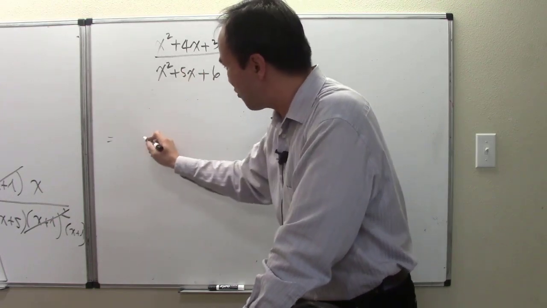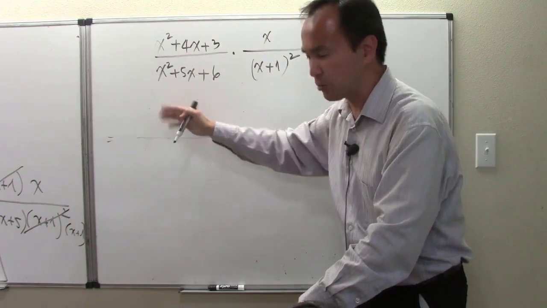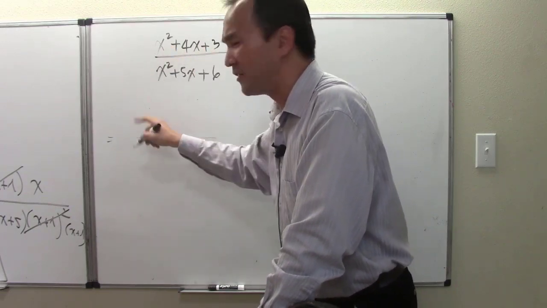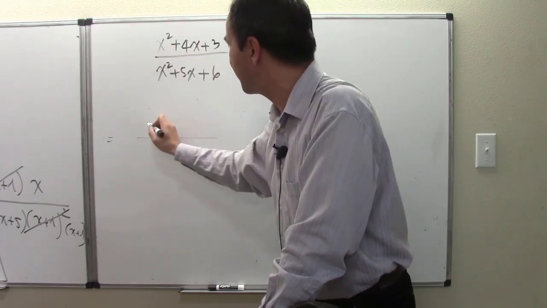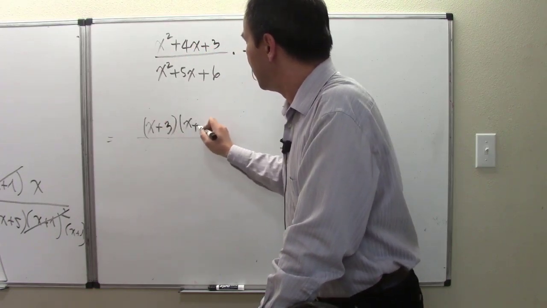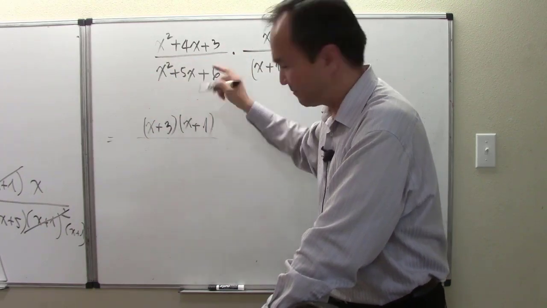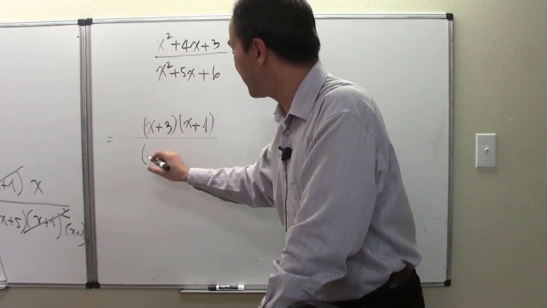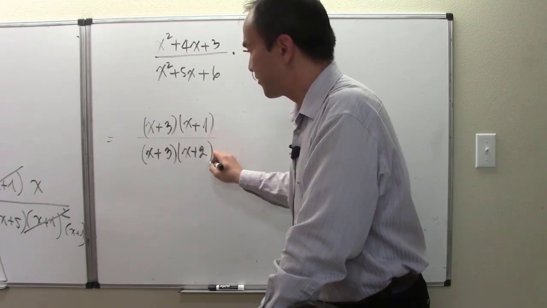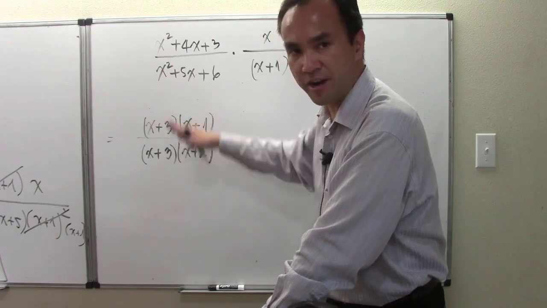They're going to say, hey, why don't we just completely factor each one of these? So the first rational expression, let's completely factor it. x squared plus 4x plus 3, before multiplying, can be completely factored into x plus 3 times x plus 1. And then let's also completely factor the denominators. The first denominator here is completely factored as x plus 3 times x plus 2. So that's how I have completely factored the first expression in terms of numerator and denominator.